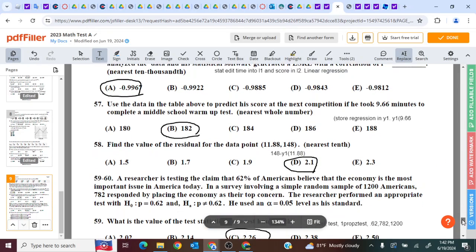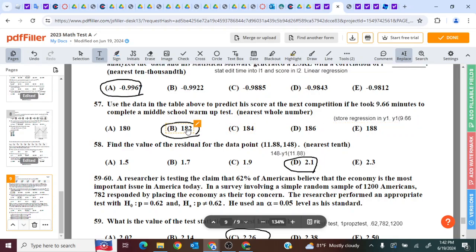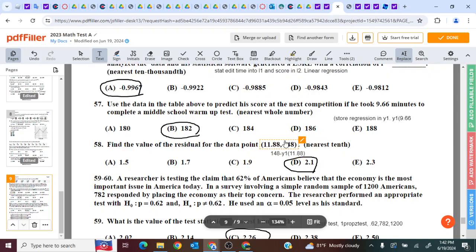Then predict the score if you took 9.66 minutes. Well, simply use that line you stored in Y1 and predict how long or what a score would be after 9.66 minutes. And you get 182. Find the value of the residual for this point. Well, residual is actual minus your estimate. So as you can see here, that value is going to be 2.1 if you put that in your calculator.